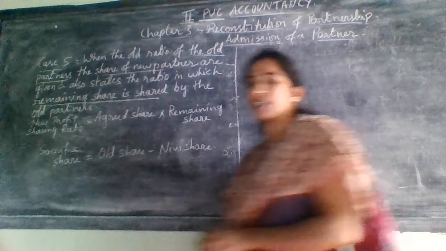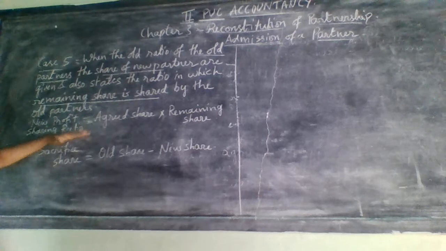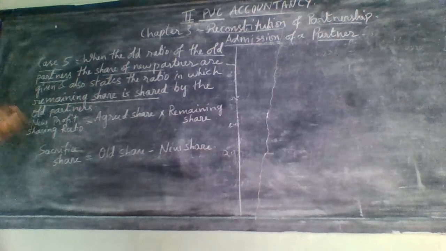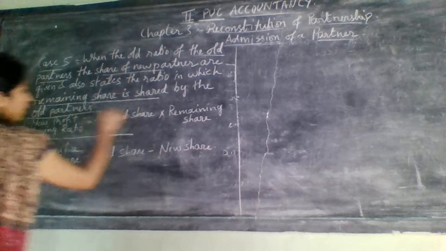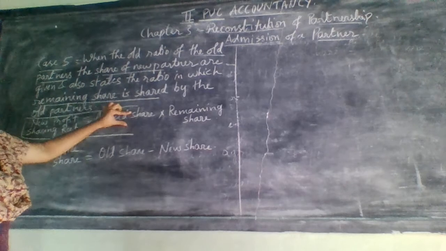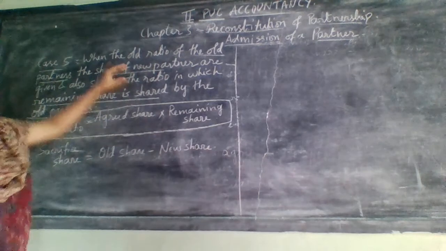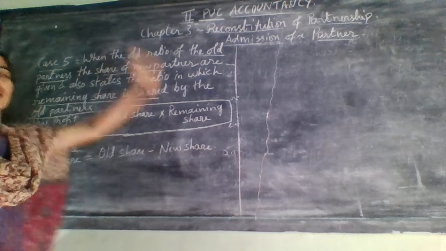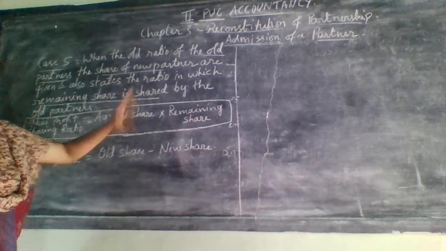To calculate the sacrifice ratio in this case, the first thing you need to get is the new profit sharing ratio. Without getting the new profit sharing ratio, you can't get the sacrifice ratio. So, how to find the new profit sharing ratio? First we need to take the agreed share. Remaining share means, for example, if the new partner is admitted for 1/6 share, whatever is remaining, that you need to consider as the remaining share.